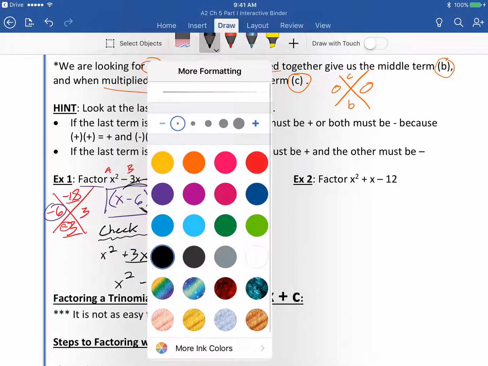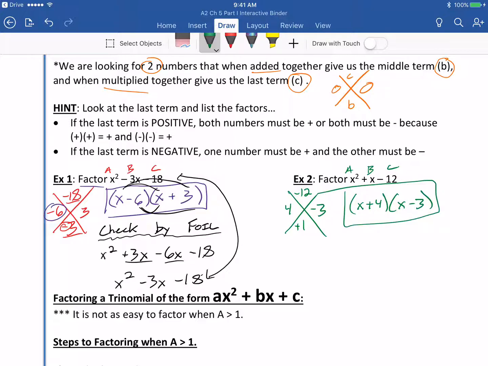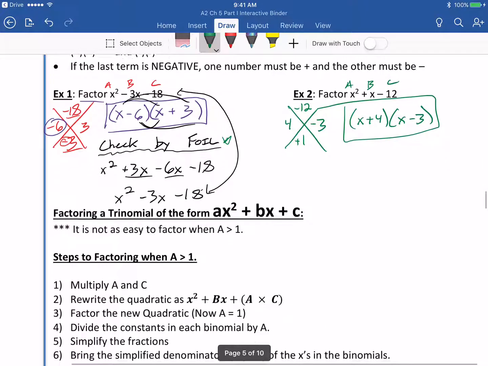All right, let's do this last one of this example. Here we go, right away, my a, b, and my c. I know that my c goes on top, that goes negative 12, and I have to add to find 1. So here, my bigger number has to be positive. So I know that 4 and negative 3 give me negative 12, and they add to 1. So I go x plus 4 and x minus 3. All right, so that's good, great there. Again, you could check yourself by FOIL if you wanted to. All right, check yourself. Make sure you got it right.